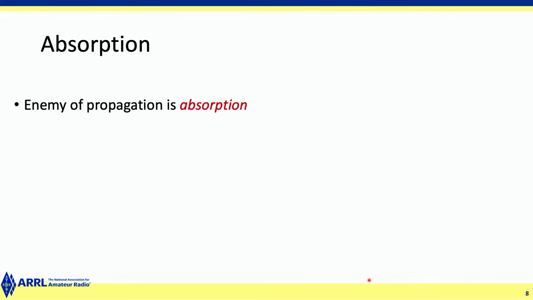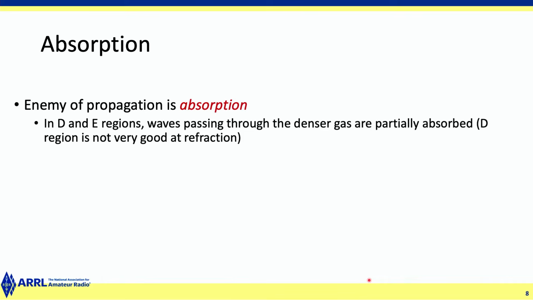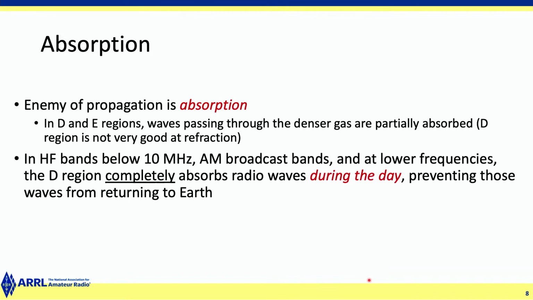So let's talk about that darn D layer. The enemy of propagation is absorption, and unfortunately that's what the D layer tends to do. In the D and E regions, waves that go through the denser gas, because the particles are closer together, get absorbed. That D layer is the darn D layer. In HF bands below 10 megahertz, say 40 meters, 80 meters, 160 meters, and the AM broadcast bands that you listen to on AM radio, WLS and all those, and at lower frequency, the D region completely absorbs the radio waves during the day, preventing those waves from returning to Earth.